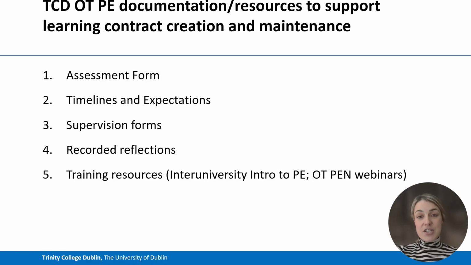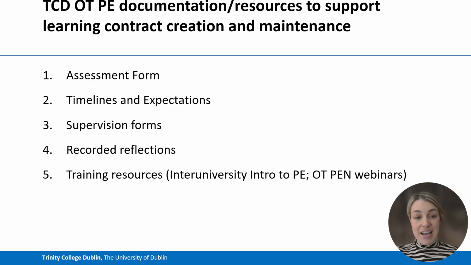TCD OT practice education documentation and resources to support learning contract creation and maintenance. So you have your assessment form, which clearly outlines the 5 competency areas, which are broken down in greater detail. The timelines and expectations document, 1 per year. The supervision forms, so the pre-supervision forms and the weekly supervision forms, recorded reflections from the student.